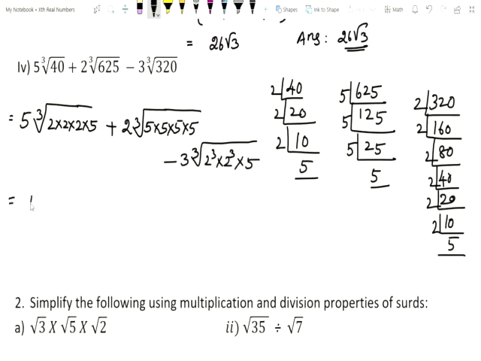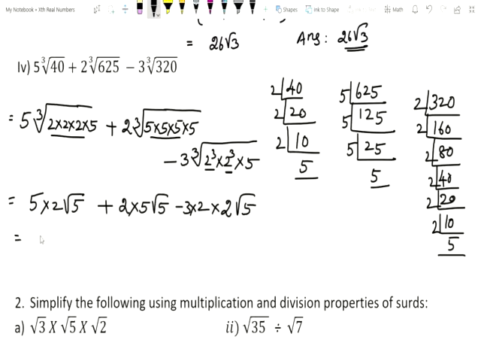So 5 cubic root means out of 3 you have to take 1 out, so remaining root 5, plus here 2 into, out of 3 you take 1 out, remaining root 5, minus 3 into, here 2 cube is there, 2 cube means 2 into 2 into 2. So out of 3 you take 1 out. Here also one more is there, so take 2 out. So remaining root 5. So 5 2s are 10 root 5, plus 2 5s are 10 root 5, minus 3 2s are 6, 6 2s are 12, 12 root 5.